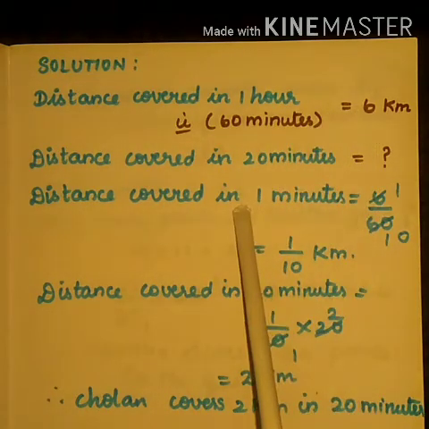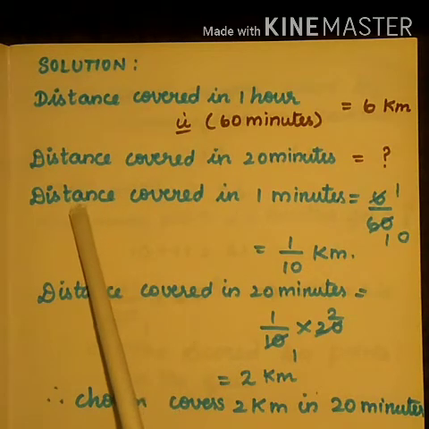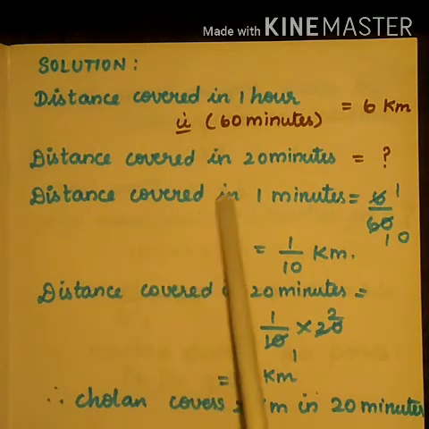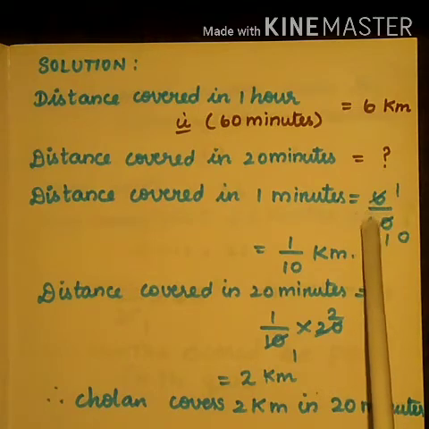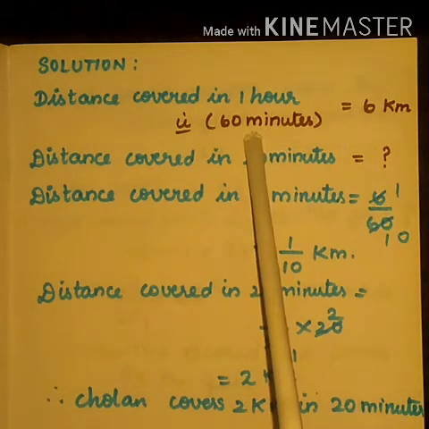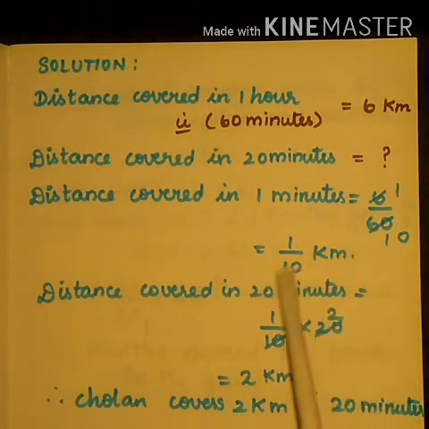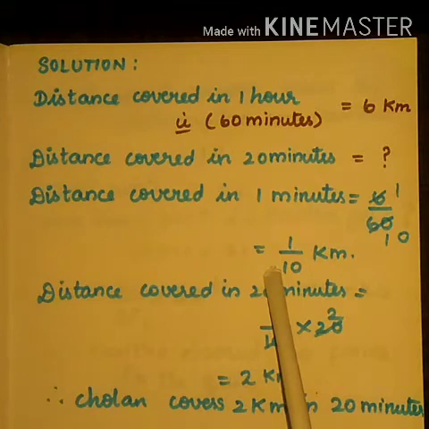By using the unitary method, you have to find the value of 1 unit. That is, distance covered in 1 minute is equal to 6 by 60, that is 6 kilometers by 60 minutes. 6 ones are 6, 6 tens are 60. So the distance covered in 1 minute is 1 by 10 kilometer.